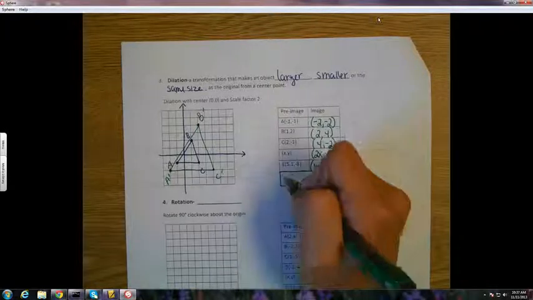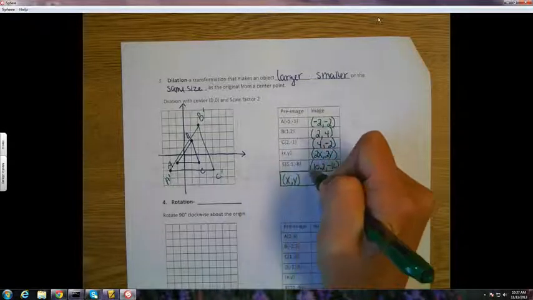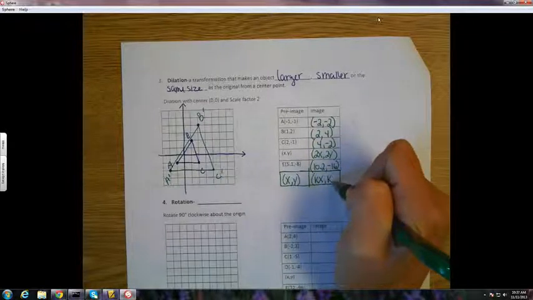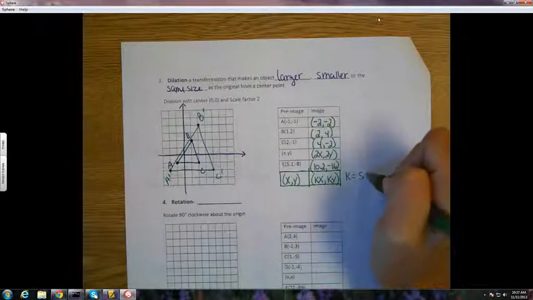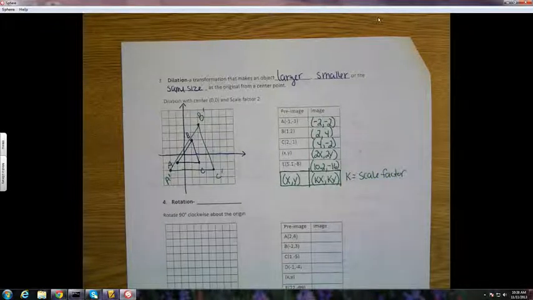So, the rule is, whatever scale factor you want, you just multiply that by both the x and the y. So it's k times x and k times y, where k is your scale factor. Like I said, it could be a fraction under 1 to make it smaller. If it's over 1, it makes it bigger.